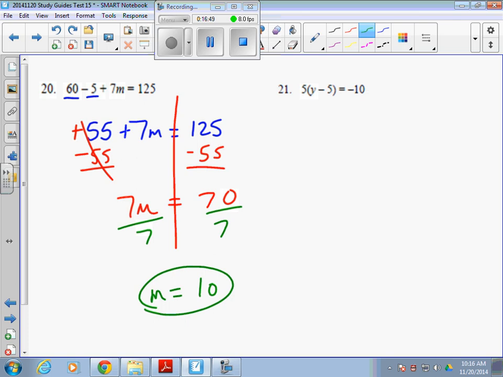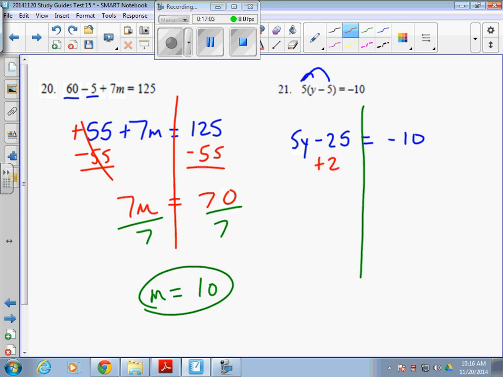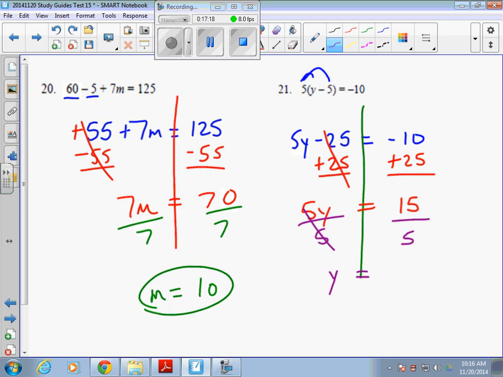You have to distribute for 21 before you undo anything. 5 times y is 5y. 5 times negative 5 is negative 25 equals negative 10. Then you want to undo your order of operations backwards. Undo minus 25 by adding it to both sides. If you do it there, do it here. Negative 10 plus 25 is 15. This cancels out. 5y, or 5 times y, equals 15. Divide by 5 to cancel out times y. Do it here. Y equals 15 divided by 5 is 3.